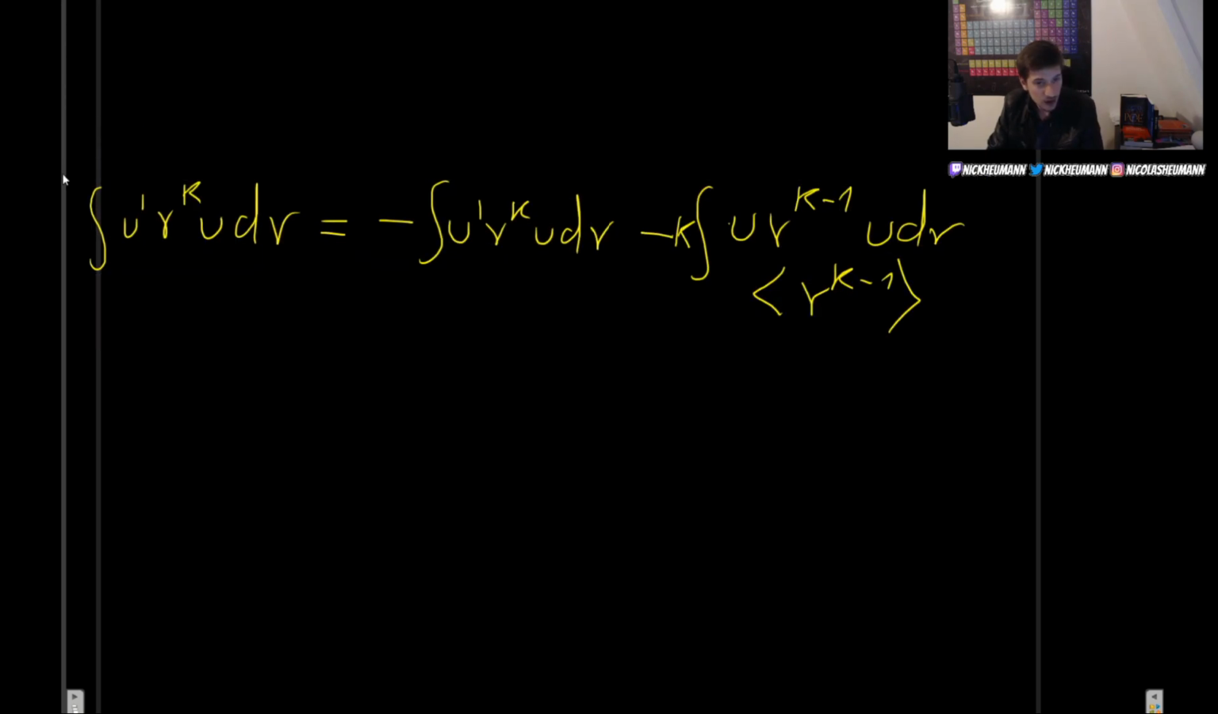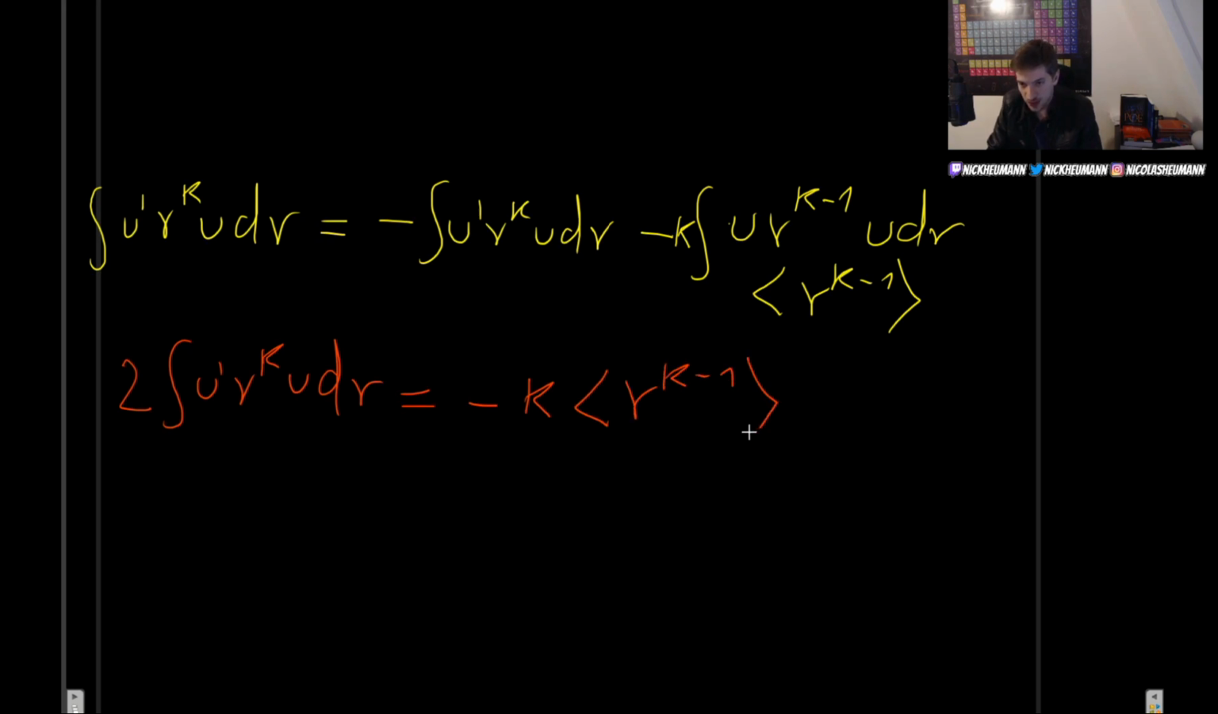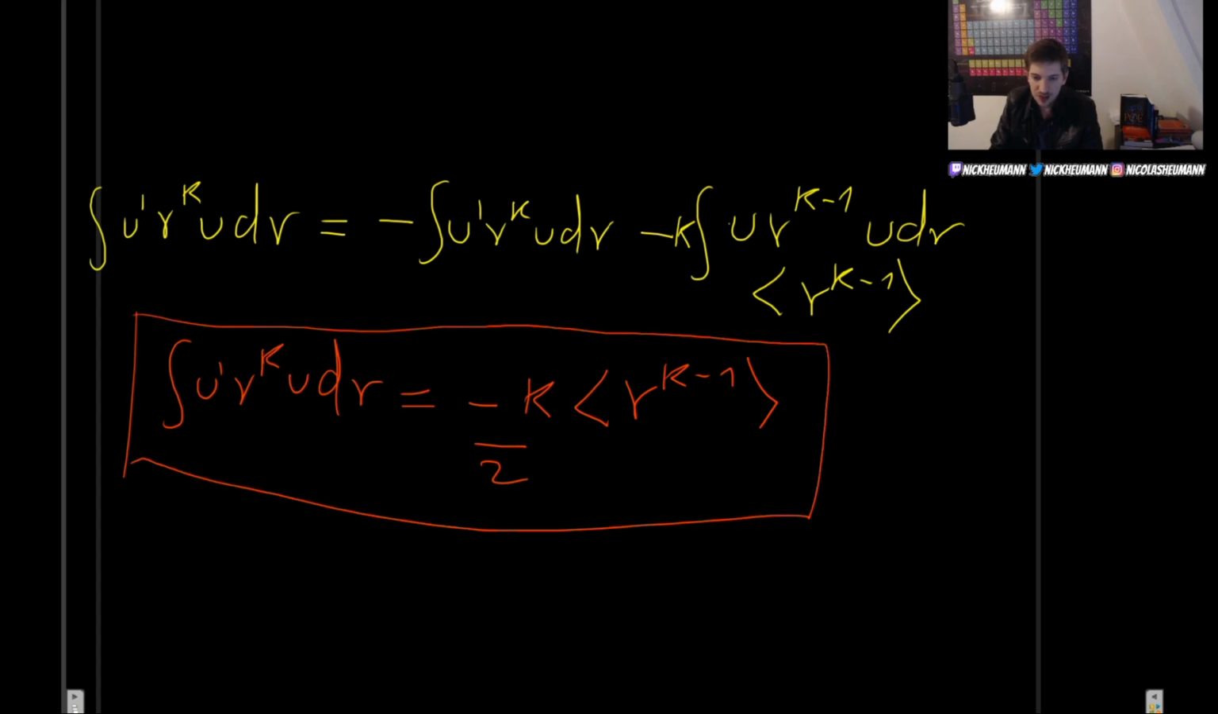Let's put it there. So let's add this to the left-hand side. So we get 2 times this integral u dr. This is equal to minus k times the expectation value of r to the k minus 1. And now we can simply divide by 2. And we have solved or found a general formula for this integral. Amazing. So this integral is minus k over 2 times the expectation value of r to the k minus 1.